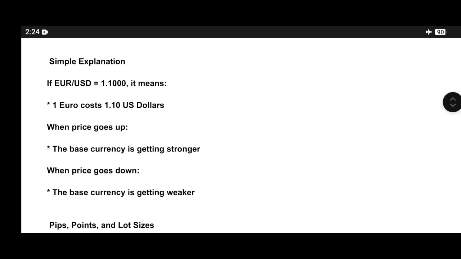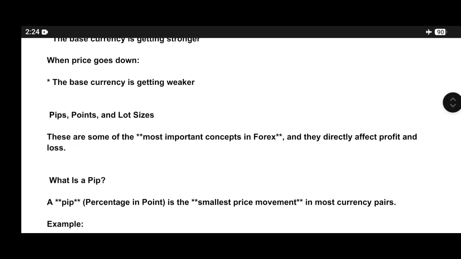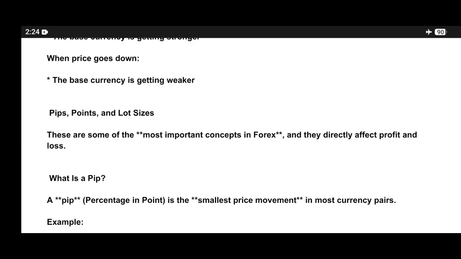When the price goes up, the base currency is getting stronger. When the price goes down, the base currency is getting weaker. Then we have pips, points, and lot size. These are some of the most important concepts in Forex. They directly affect profits and losses.